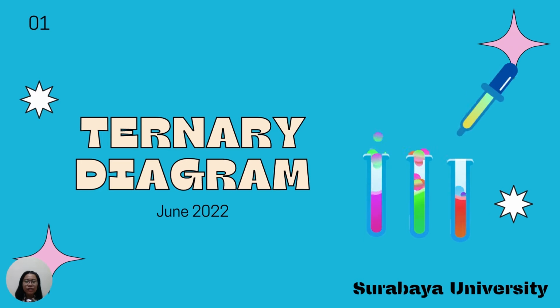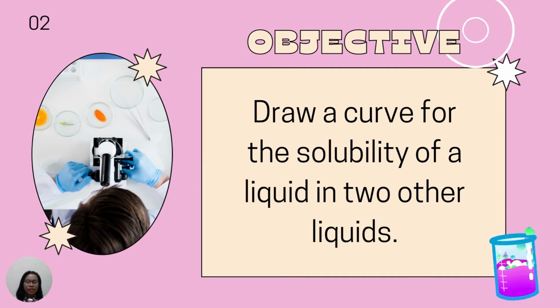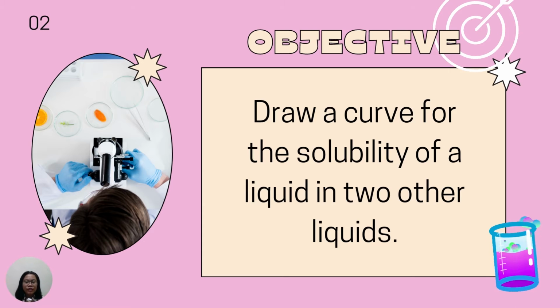We will present our last module about ternary diagrams. The goal of this module is to draw a curve for the solubility of a liquid in two other liquids.